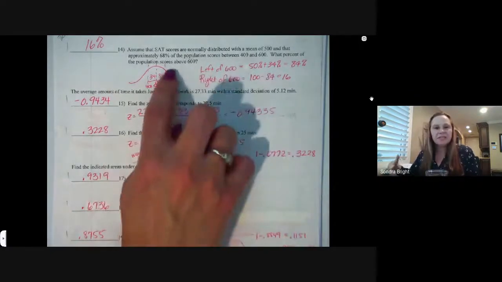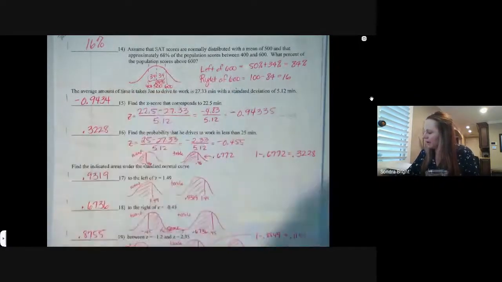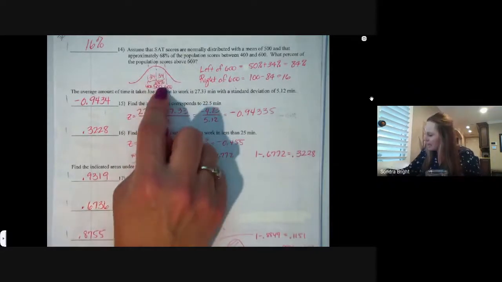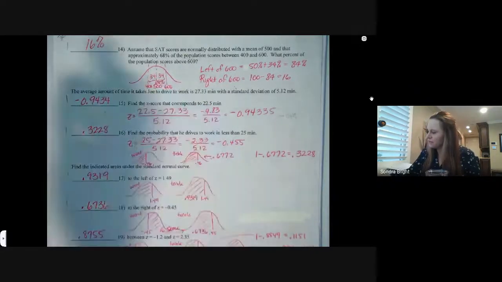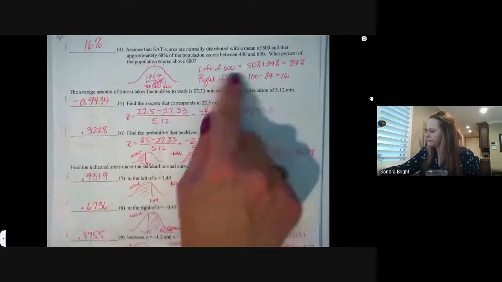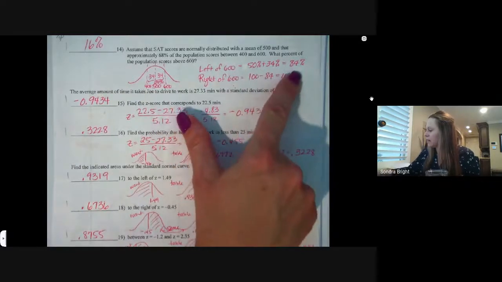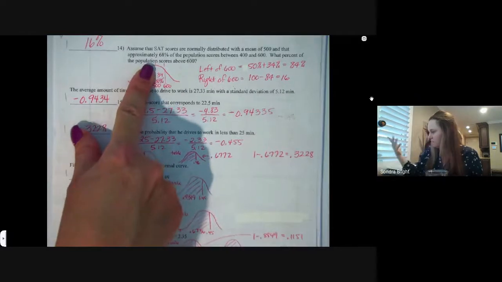So lots of ways of figuring it out. I figured out that 34% is between 500 and 600, since the whole thing is 68, but it's symmetric. And then to the left of 500 is 50. So I did 50 plus 34 is 84. The other thing you could have done was go 50 minus 34, because I know all the way to the right is 50% of the data. So you could have done 50 minus 34 as well. In fact, that would have been faster, but whatever.